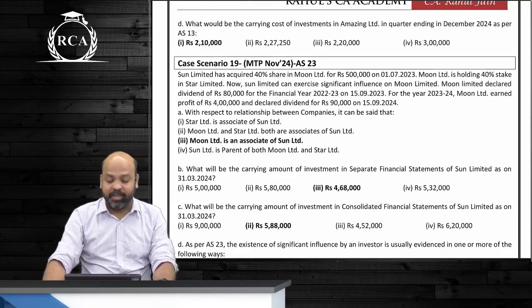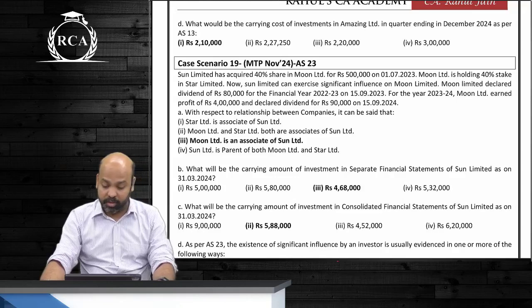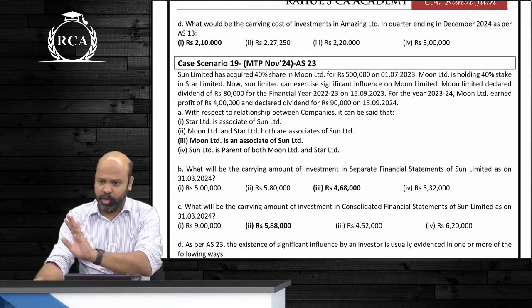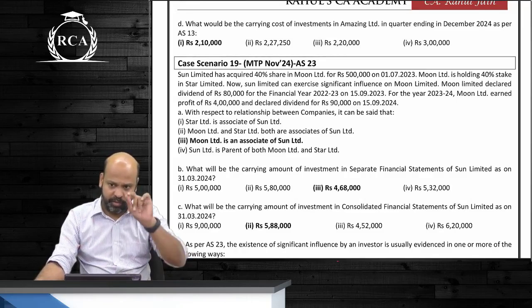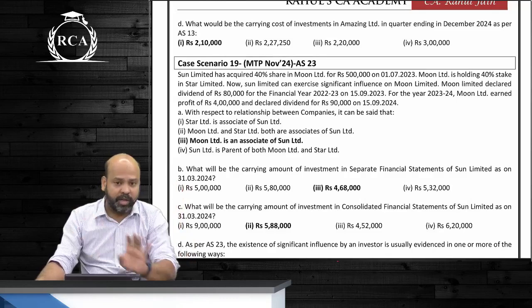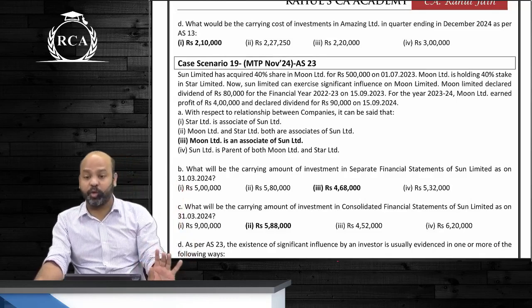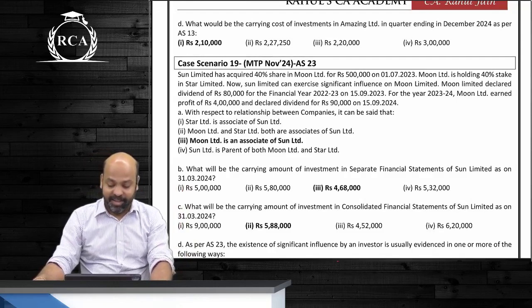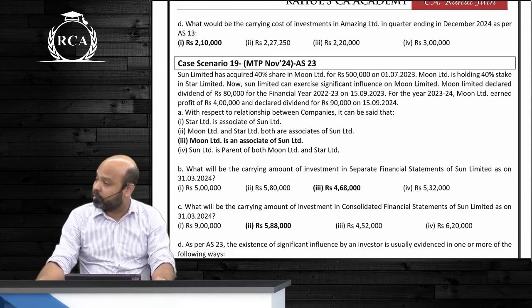Sir, now Sun can exercise significant influence on Moon Limited. Moon Limited declared a dividend of 80,000 for the financial year 2022-23 on 15th of September 2023. For the year 2023-24, Moon earned a profit of 4 lakhs. Star has been made completely irrelevant, son. Star was relevant only for that first sentence. After that, Star does not appear anywhere. The entire question is only between Sun and Moon. Moon Limited earned a profit of 4 lakhs and declared a dividend of 90,000 on which date?